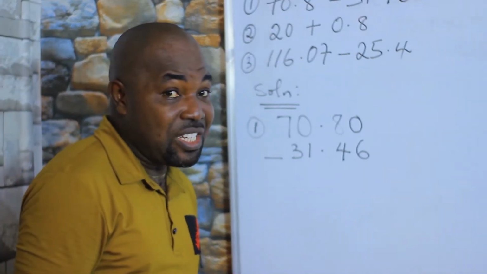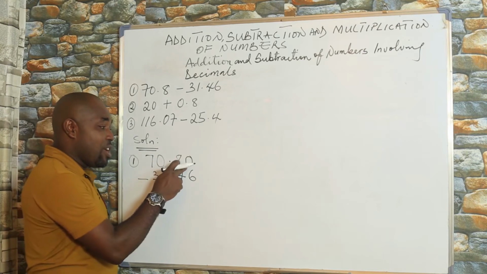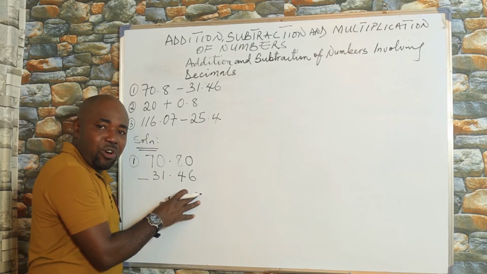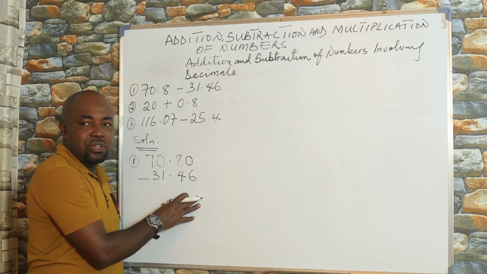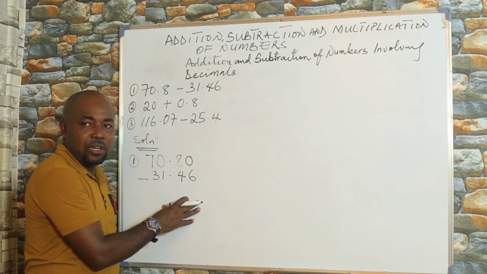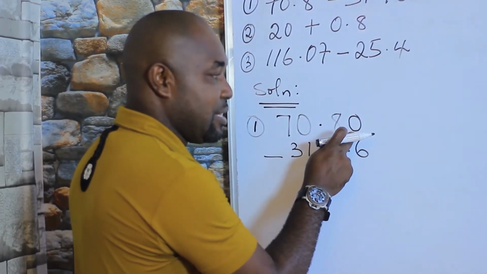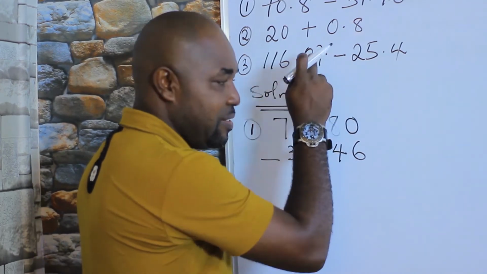Did you see what I just did here? Why I put the 0 here is to enable you solve this conveniently without having any error or mistake. The 0 here means nothing. It means nothing is here. 0.